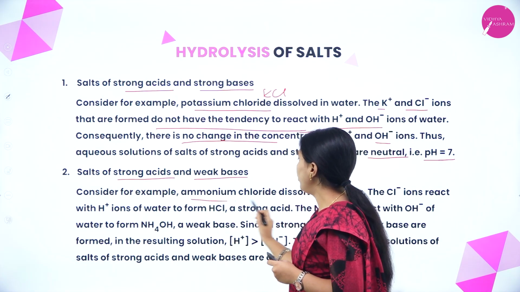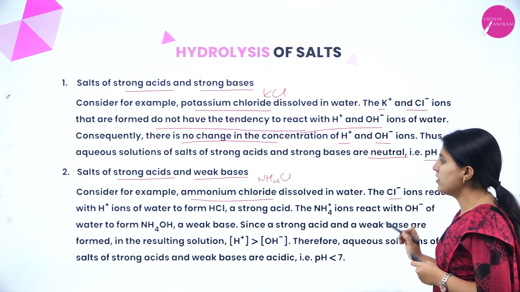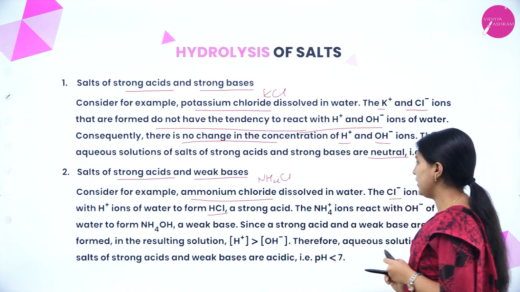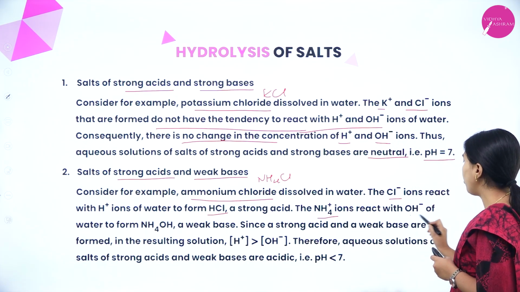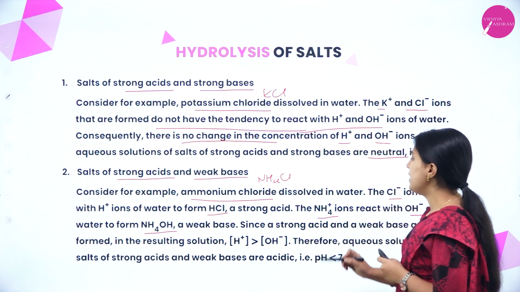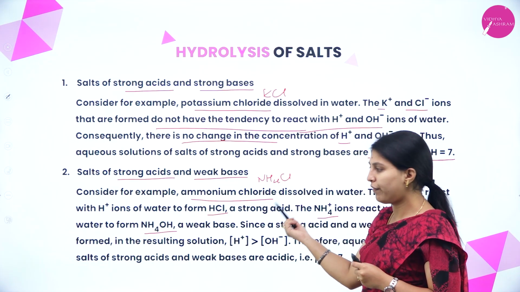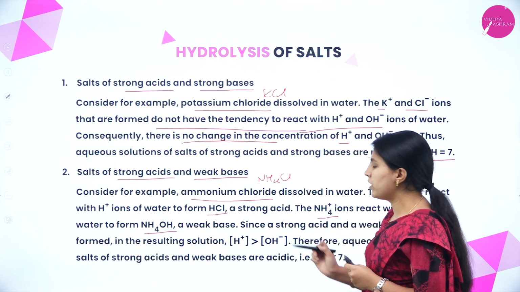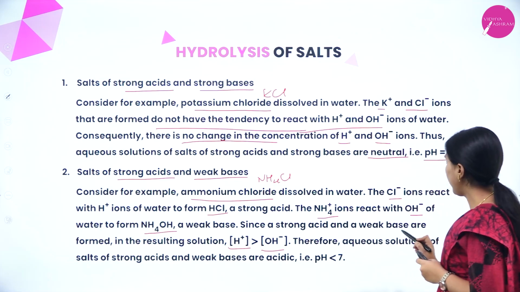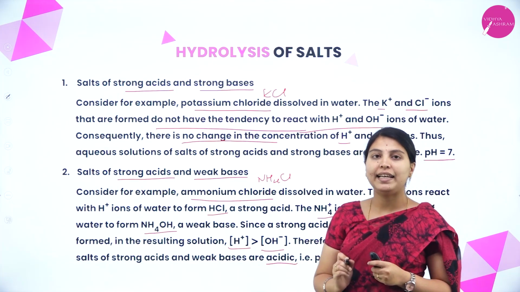Consider for example ammonium chloride, NH4Cl. Here Cl- ions react with H+ ions of water to form HCl, a strong acid. The NH4+ ions react with OH- of water to form ammonium hydroxide, which is a weak base. Since a strong acid and a weak base are formed in the resulting solution, the concentration of H+ ions will be greater than the concentration of OH- ions, because acidity is more than basicity. Therefore, aqueous solutions of salts of a strong acid and weak bases are acidic, that is, pH is less than 7.